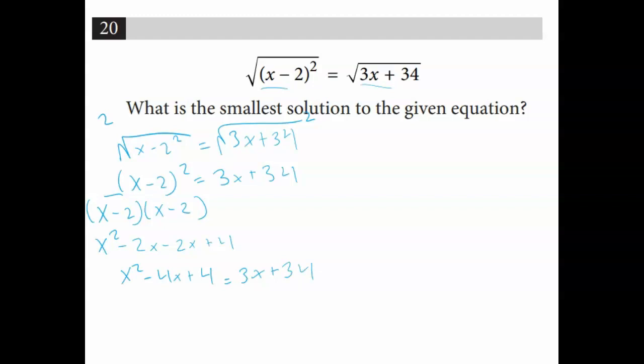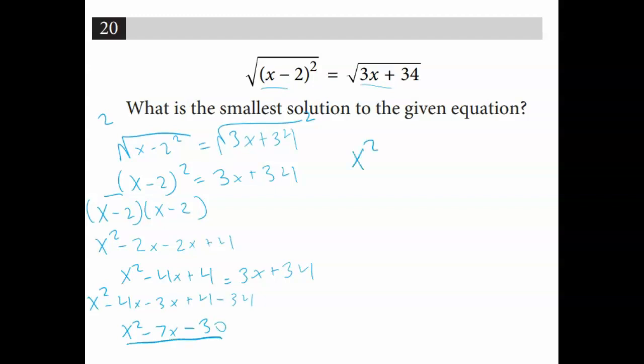So I'm going to subtract 3x and 34. So I'm going to get x squared minus 4x minus 3x plus 4 minus 34. And I'm going to end up with x squared minus 7x minus 30. And so this is going to be my equation, and I'm going to find the smallest solution.